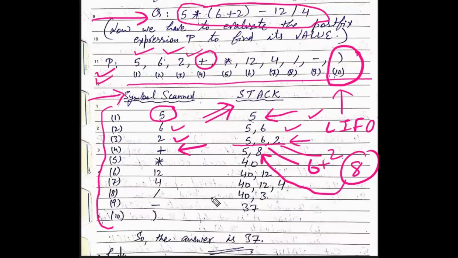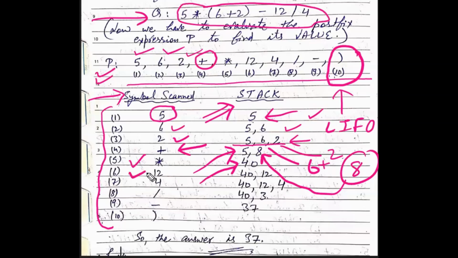So this is the main logic. If an operator comes, you need to pop two elements, operate on those elements with the operator, and push the result back onto the stack. So now the new contents of the stack become 5 and 8. Next is multiply. You need to pop 8 and 5 from the stack, apply 8 into 5, which becomes 40, and push it into the stack again.